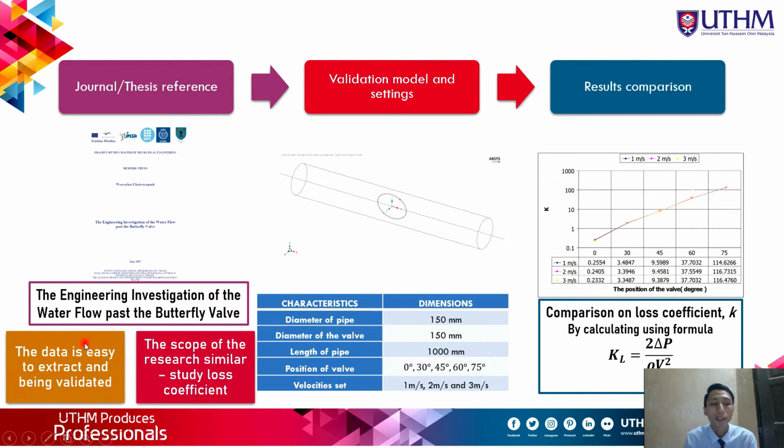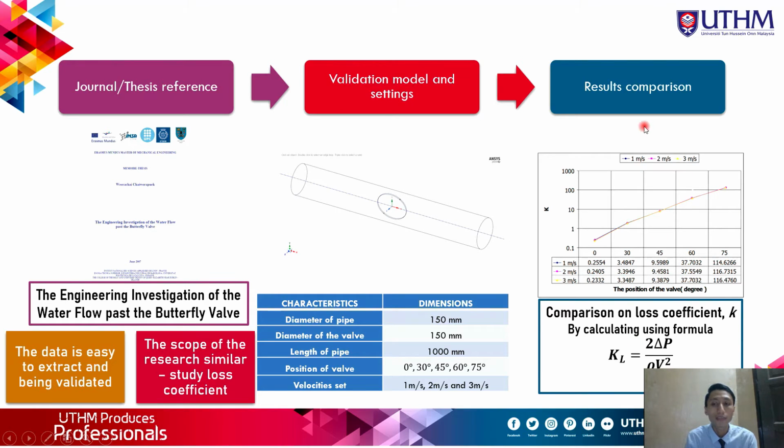Why did we choose this journal? Because the data is easy to extract and validate, and also the scope of the research is similar, which is to study the loss coefficient. After that, we extract the validation model and setting here, and below are the characteristics and also the dimensions. After that, we take the results comparison, which is the comparison of the loss coefficient K, calculated using this formula.